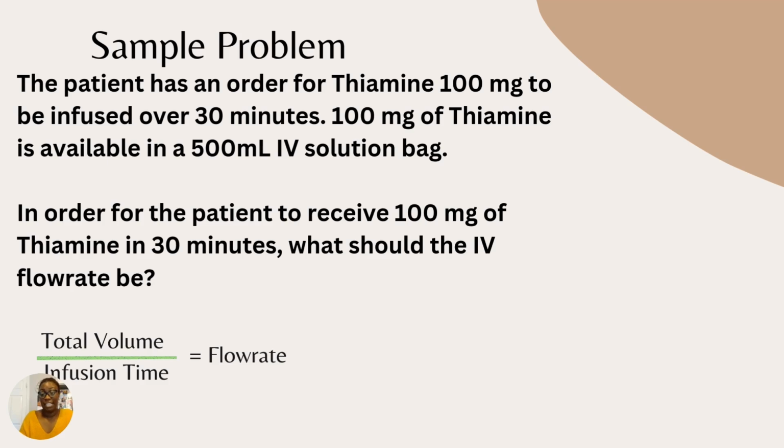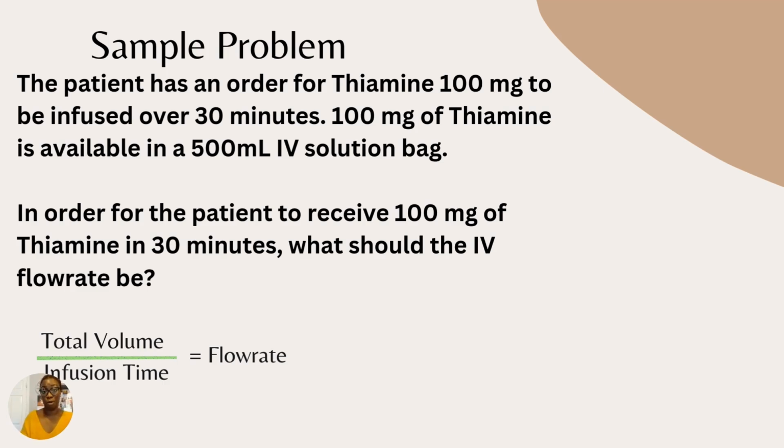Next, in the second sentence, it tells us that 100 milligrams of thiamine is available in a 500 milliliter bag. So these two things are the same. 100 milligrams of thiamine comes in a 500 milliliter bag. One 500 milliliter bag of thiamine contains 100 milligrams of thiamine. So they're one and the same.